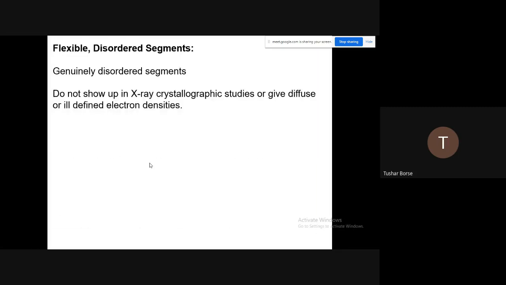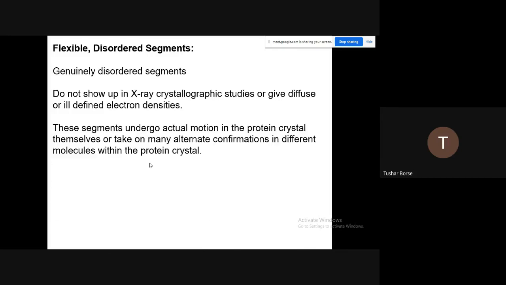These segments, although they cannot be easily seen or studied using X-ray crystallographic studies, are the ones which actually play an important role during the conformational changes taking place in the protein. Right? So that movement within the protein is being brought about by this flexible or disordered segment of that protein. Right?